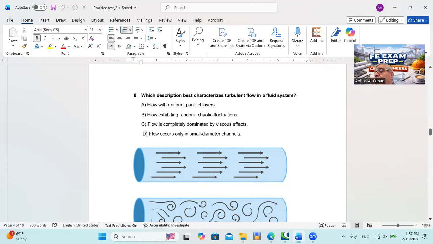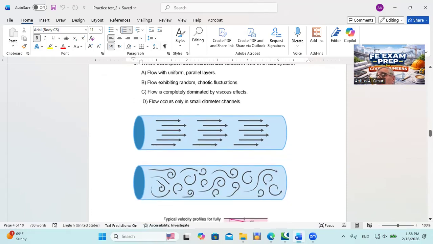C, flow is completely dominated by viscous effects. This is not correct. I will show you now which flow is dominated by viscous effects. D, the flow occurs only in small diameter. This is also not correct. So the correct answer is B, flow exhibiting random chaotic fluctuation.